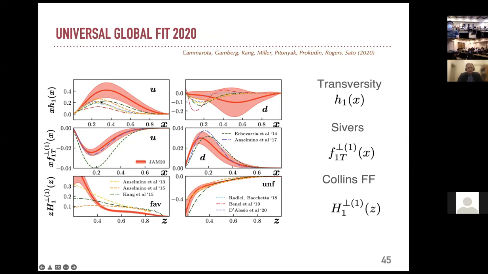It turns out that it is very compatible with previous extractions. Sivers function, again, we extracted the first moment of them for up and down. And again, for up quark it's negative, for down quark it's positive. And remember what was told to us, that they have to be opposite, and they are also consistent with the previous extractions quite well. Collins fragmentation function for favored and unfavored. Remember what the Schäfer-Teryaev sum rule tells us, that most probably favored and unfavored should be of opposite signs. Indeed, they are of opposite signs. So three types of functions, they describe all possible data on single spin asymmetries.